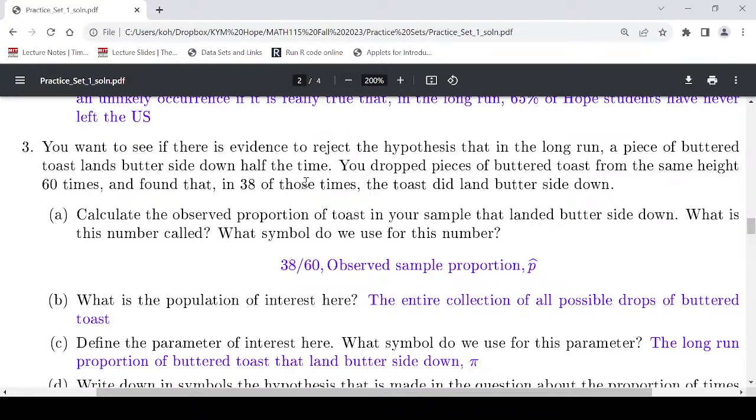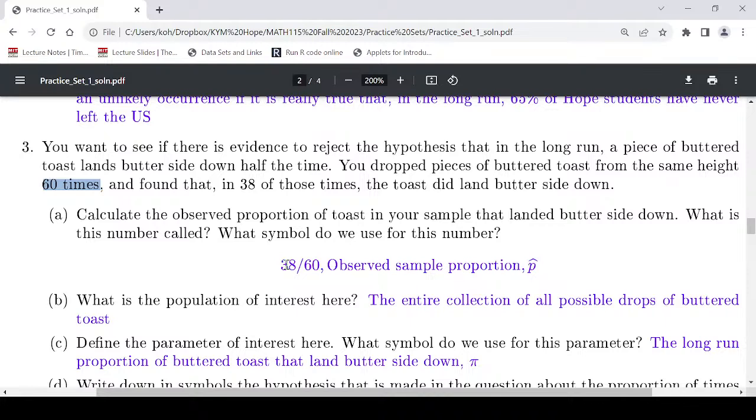So what did we do? We did a crazy thing. We take buttered toast, 60 slices, 60 of them, butter on one side, dropped it on the floor, and 38 of those times the toast did land butter side down. All right? So this part's easy. What is the observed proportion that landed butter side down? You should get 38 out of 60.